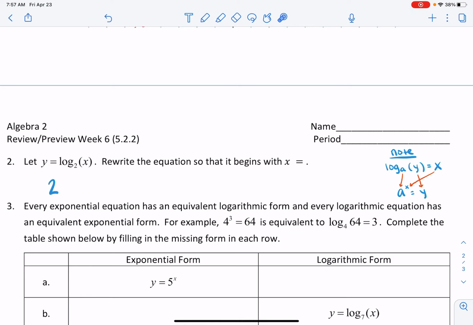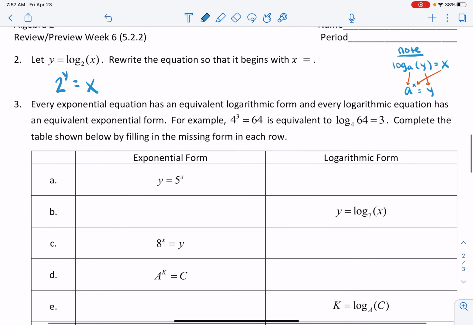And then we've got this equal to y, and here that becomes the exponent, so I'm going to make that the exponent, equals 2x.